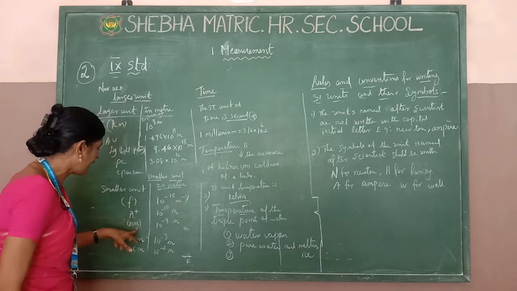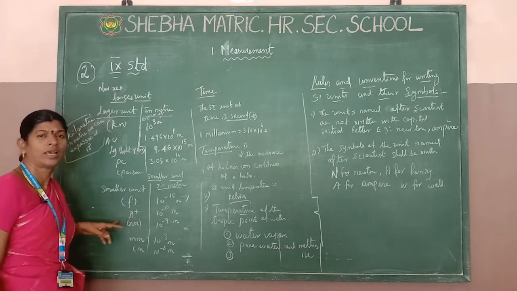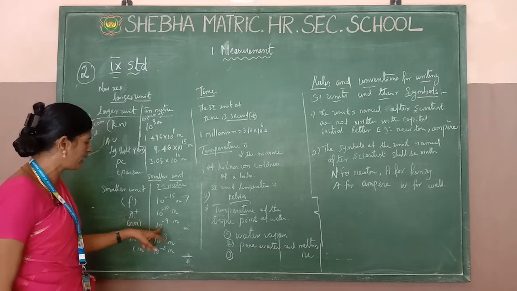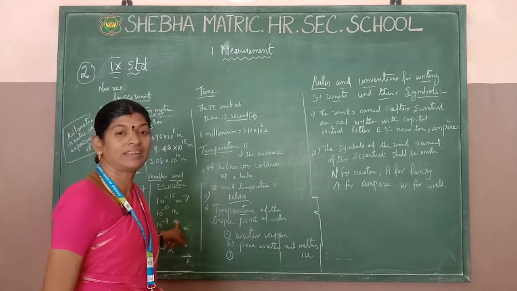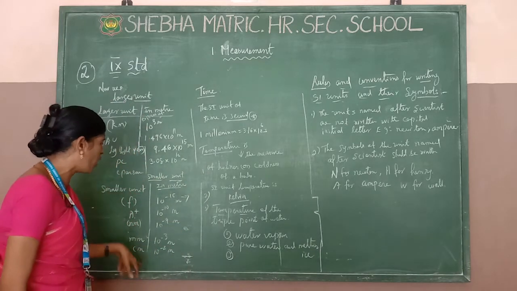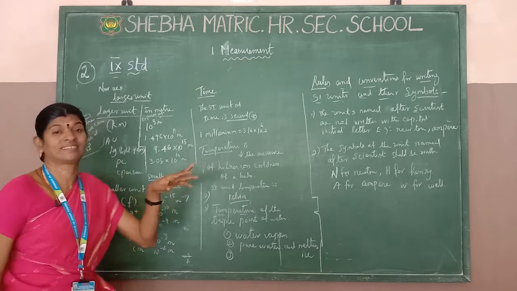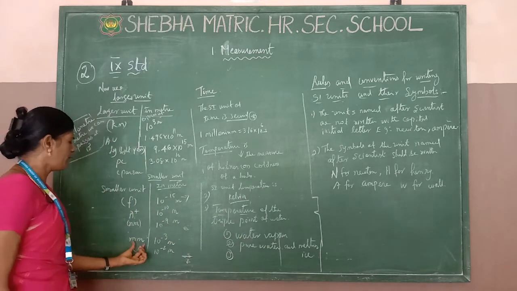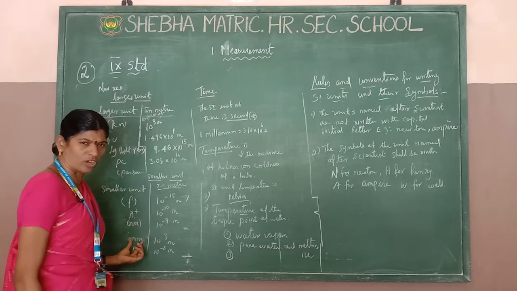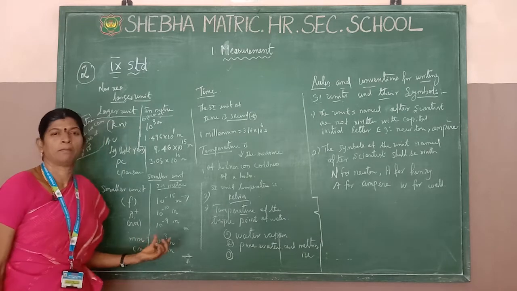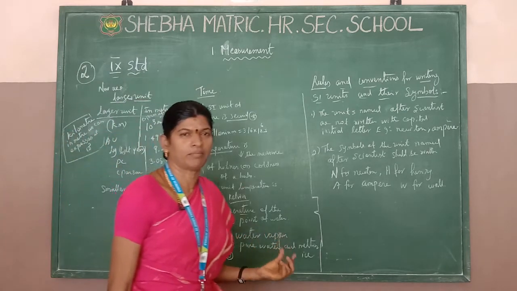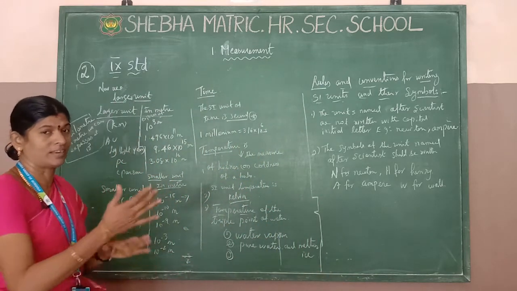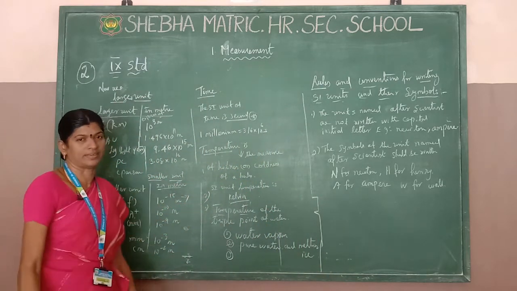Next, nm. What is nm? Nanometer. nm means nanometer, 10 power of minus 9 meter. These are all expressed in meters. Next, mm. mm is the short form. mm means millimeter. So millimeter is converted to 10 power of minus 3 meter.